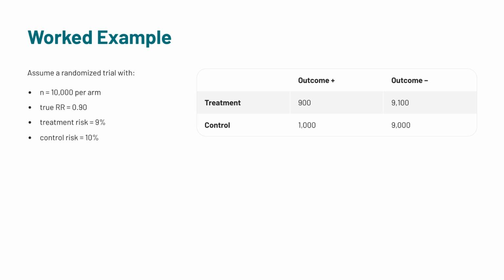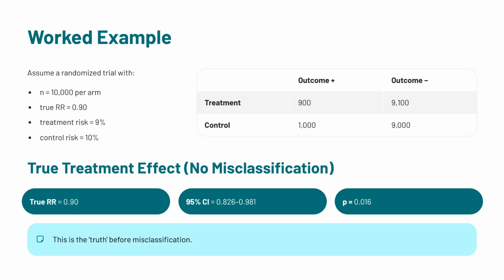In this slide, we will walk through concrete numbers. Let's consider this simple, randomized trial example where each group has 10,000 participants. The true risk is 9% in the treatment group and 10% in the control group. The true risk ratio is 0.90. The 2x2 table shows 900 events in treatment and 1,000 events in control. The confidence interval excludes 1, and the p-value suggests a difference. This is our reference point, the truth before any misclassification.